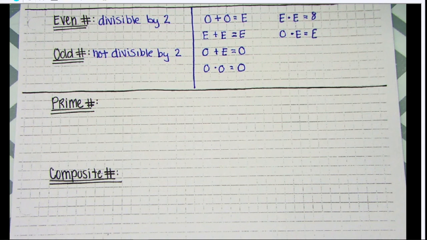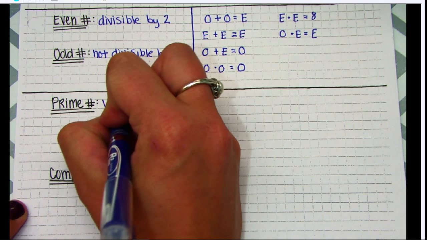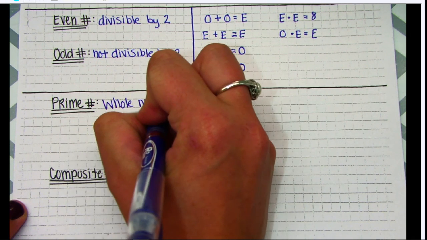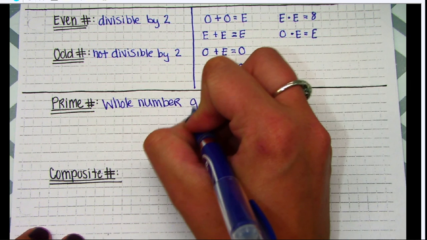Because you think, oh, 2 is even. You correspond even and prime to be opposites of each other. Like only odd numbers can be prime, which is not true. So a prime number is a whole number greater than 1, so technically it's a natural number.